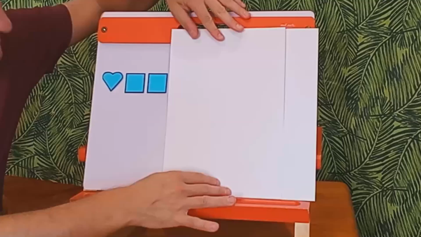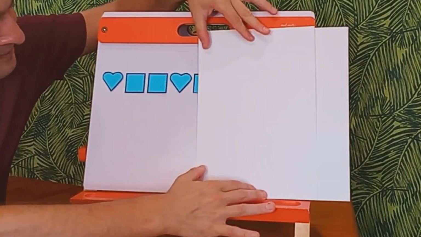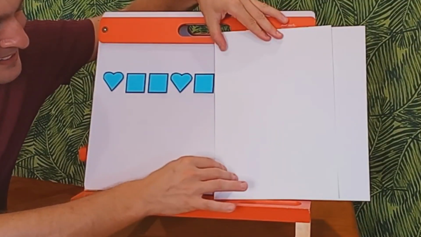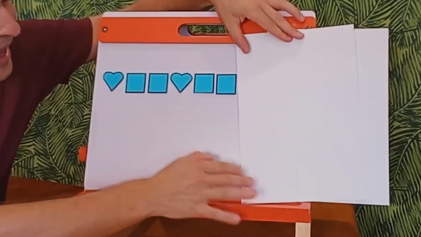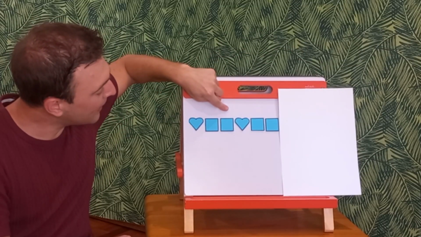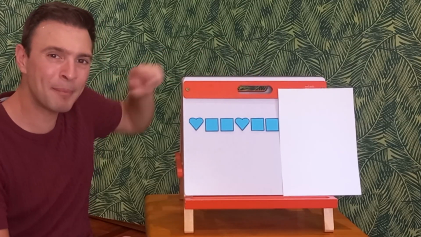Okay, next one. Heart. And let's keep looking. Square. And what do you think will come next? Square. Heart, square, square. Heart, square, square. Can you see something repeating?